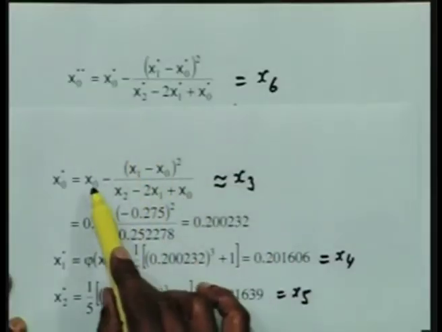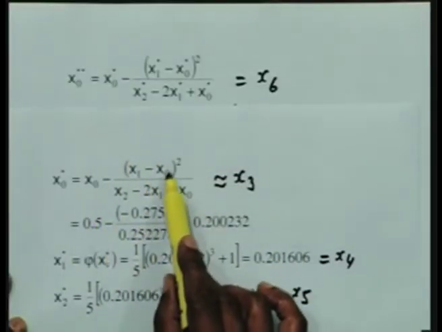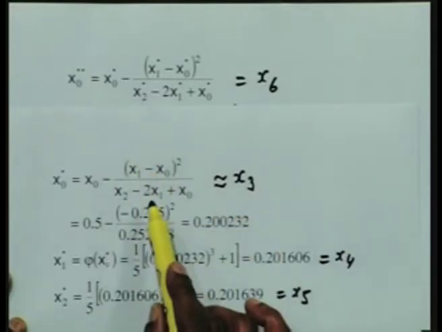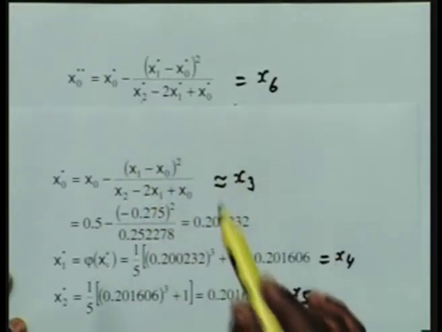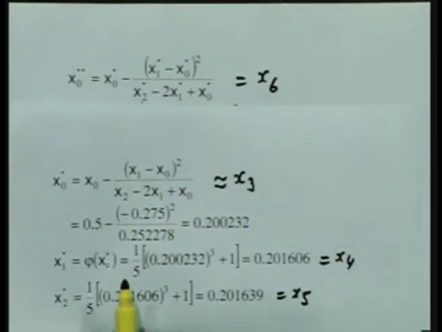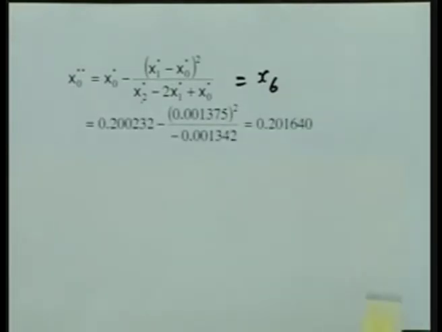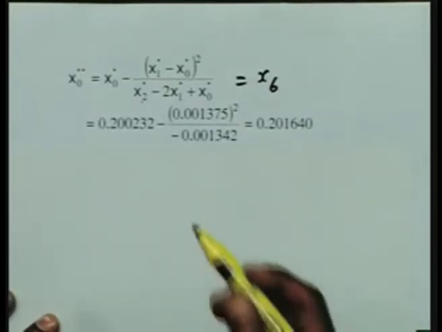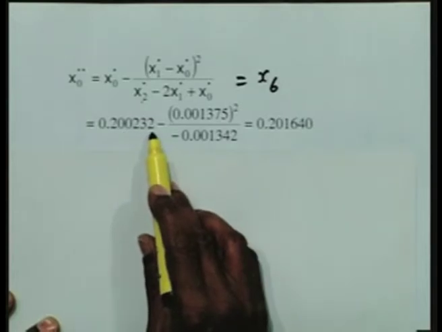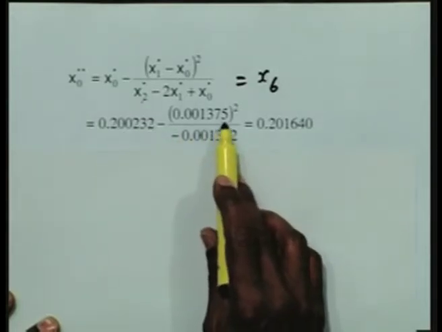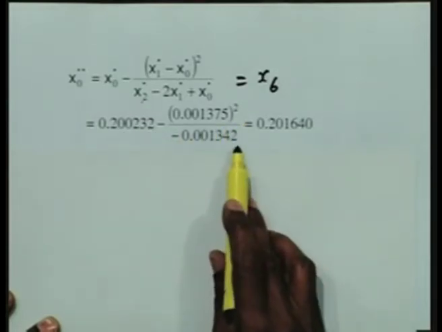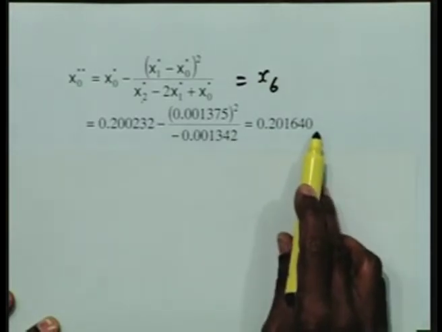So, the next value is x5, x6. So, this will be x0 star, x1 star minus x0 star square, x2 star minus twice x1 star plus x0 star, and now we just substitute these 3 values to make the computation. So, I can compute this and get 0.200232 minus 0.201375 whole square over 0.001342 is equal to this value.